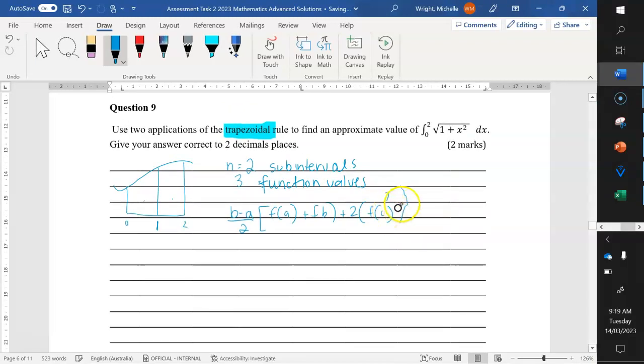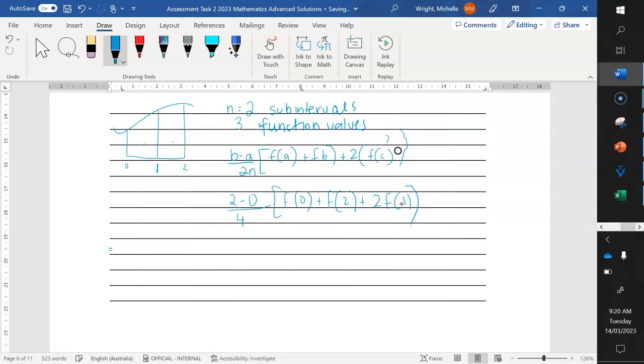So what I want to have is my b minus a. They're my upper and lower limits. So I've got 2 minus 0, because they're my b's and my a's, all over, it was 2n on the bottom, sorry. 2 times n, so 2 times 2, which is 4. F of 0 plus f of 2 plus 2 times f of 1. Okay, so let's fix that up. 2 over 4 is a half.